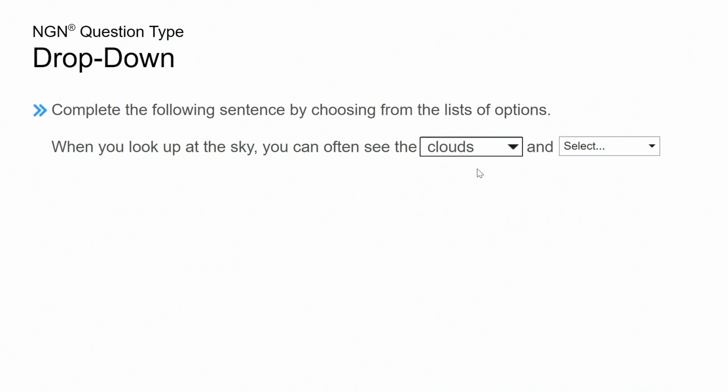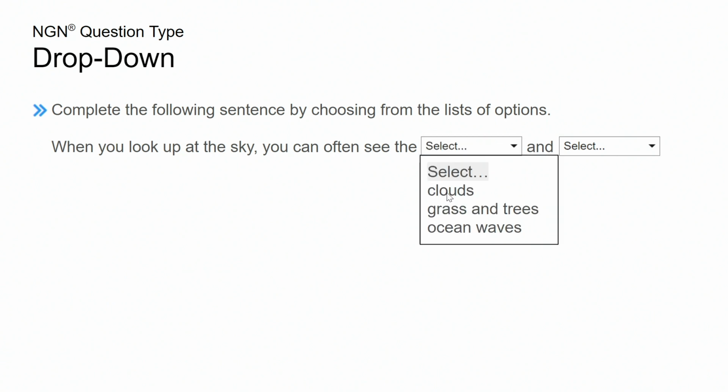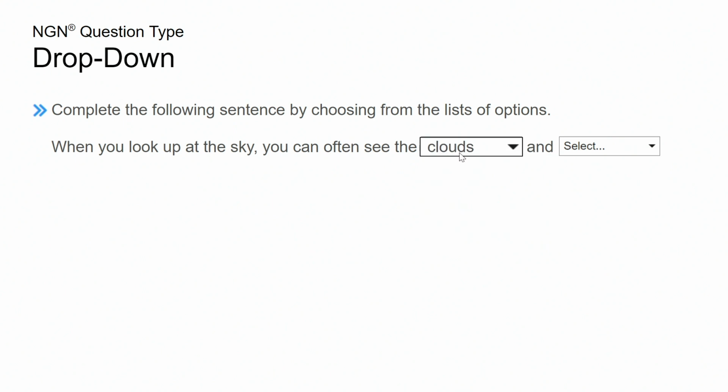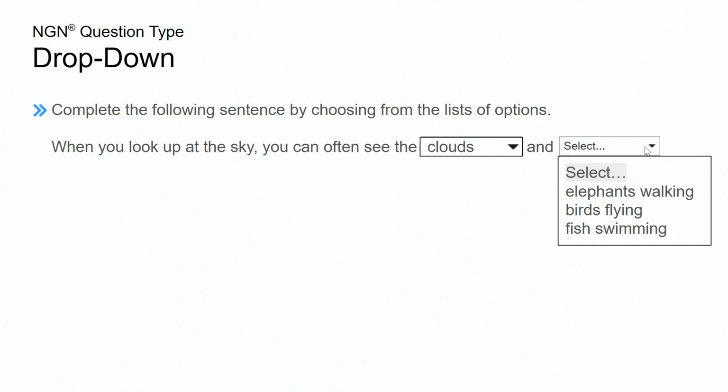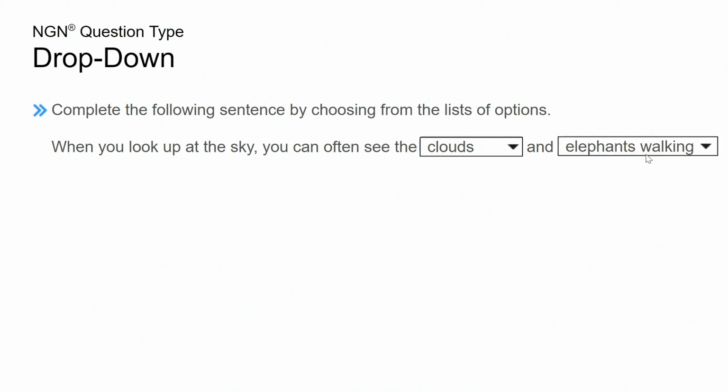When you click on that, it'll fill in the box for you. So it's in here in the drop down, and then once you click it, it goes into the box and it stays there in the sentence for you as you finish out. Then you can move over to the other drop-down box and click it. It's a little bit different because you can't see the options until you click it. But this one we're comparing, what else do you see when you look up in the sky? Do you see elephants walking around? Do you see birds flying, fish swimming around? Most people probably birds flying. Maybe if you're cloud dreaming, maybe some elephants walking around. So you fill in those two boxes by clicking those.